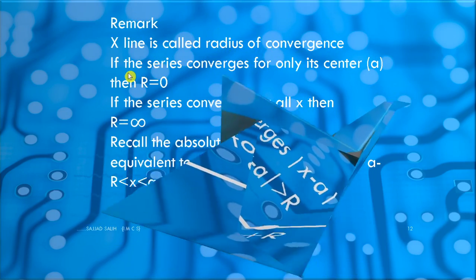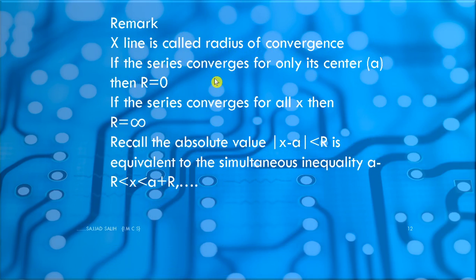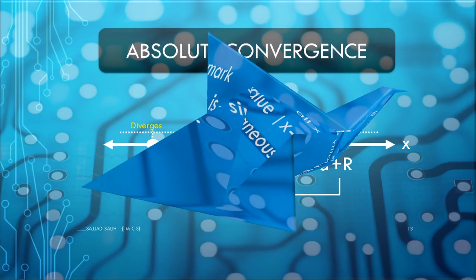Remarkable points: r is called the radius of convergence. If the series converges only at its center a, then r is equal to 0. If the series converges for all x, then r is equal to infinity. Recall that the absolute value |x minus a| less than r is equivalent to the simultaneous inequality a minus r less than x less than a plus r, and so on. I hope that you understand very well.